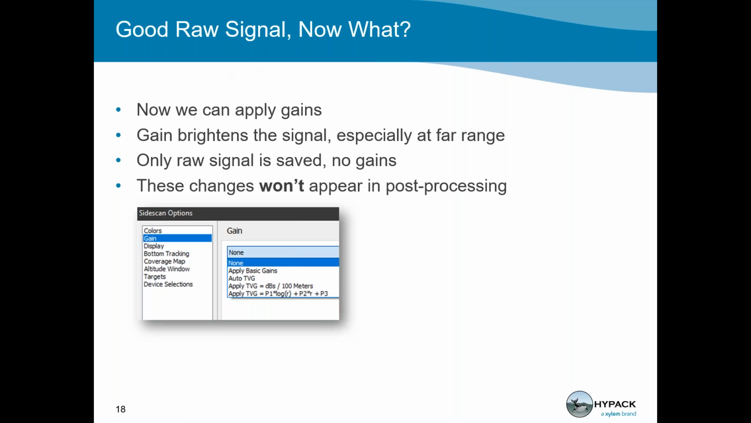So now that we have a good raw input signal, this nice high bright input signal that's going to help us avoid getting this stair-stepping artifact and other oddities when we do processing. What do we do now? Well, now we can apply gains. Just to reiterate, these gains do not affect what's written to the hard drive.